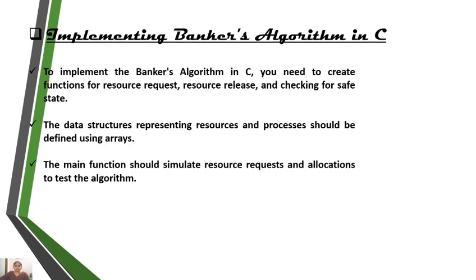Implementing Banker's algorithm in C. To implement the Banker's algorithm in C, you need to create functions for resource request, resource release, and checking for a safe state. The data structures representing resources and processes should be defined using arrays. The main function should simulate resource requests and allocation to test the algorithm.